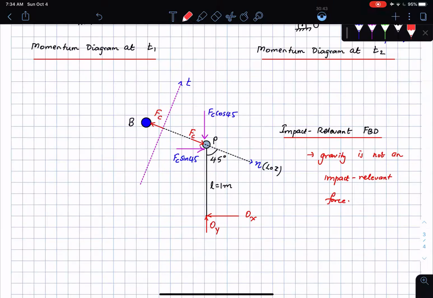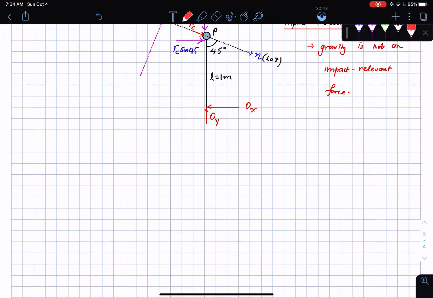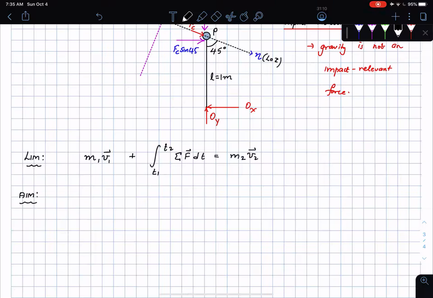Alright, so now I'm ready to exercise all my equations or my options at hand. Very quickly, what are the equations that I have? The linear impulse momentum equation, the general equation, is m1 v1 plus the integral from t1 to t2 of the sum of all the forces, is equal to m2 v2. And then the angular impulse momentum equation, which is about a point. That is important. So this is r cross m1 v1 at some time t1, plus the integral from t1 to t2 of the summation of moments about a chosen point dt, equals r cross mv at time t2.